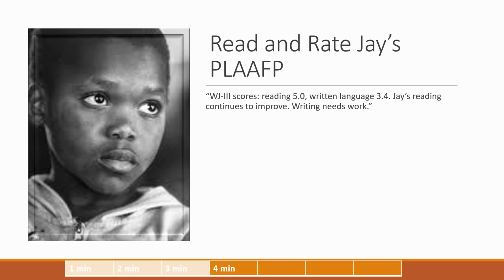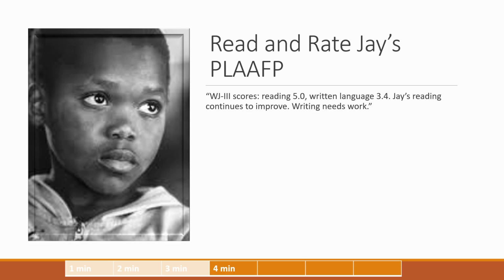Is reading 5.0 the grade equivalent, age equivalent? How should we interpret that given whatever J's current age or grade is? Likewise, with written language 3.4, we don't know how to interpret that as an age equivalent, grade equivalent. Maybe that is a scaled score on the test version that's listed here, WJ3, which presumably would be Woodcock-Johnson 3rd edition, a much older edition of the Woodcock-Johnson.